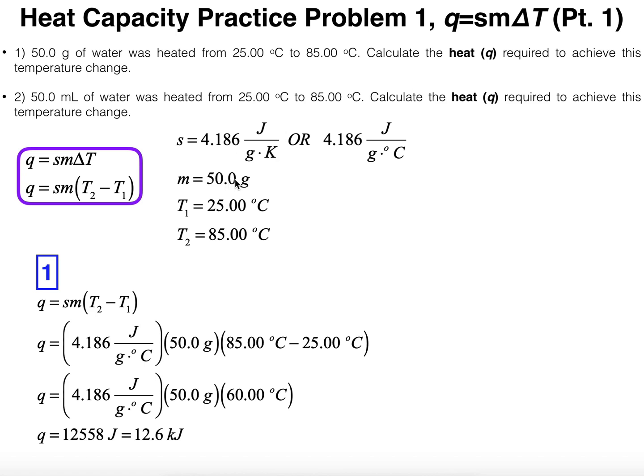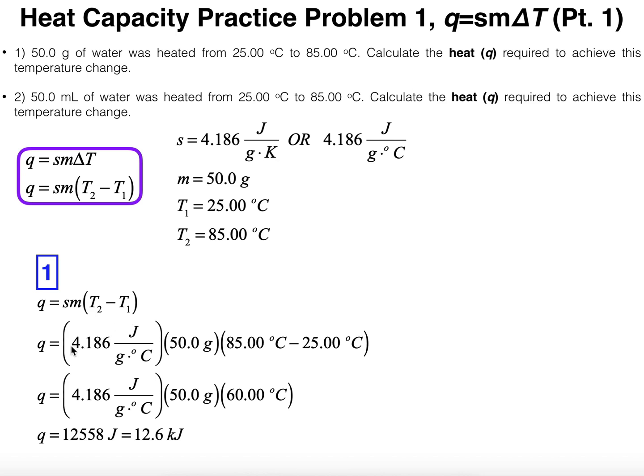The mass of water we're heating is 50 grams, and we're heating this water from 25 degrees Celsius to 85 degrees Celsius. And this is going to be the simplest kind of heat capacity problem because we're just solving for heat. So it's really just a plug and chug kind of a problem. Just plug the numbers in. So here's where we solve. Q is equal to Sm times delta T, or in parentheses, T2 minus T1. Make sure to keep these parentheses here around the T's.